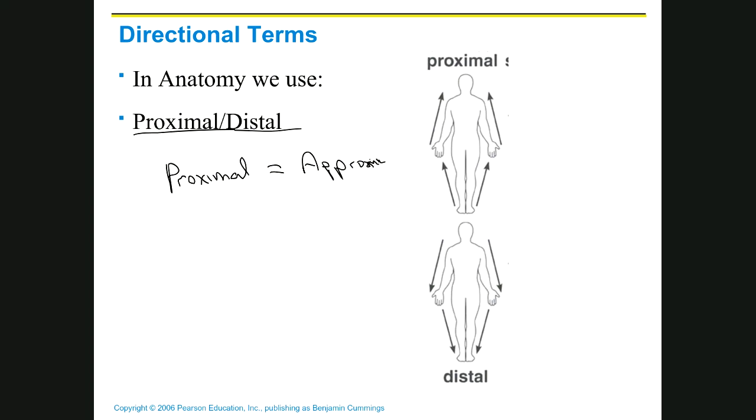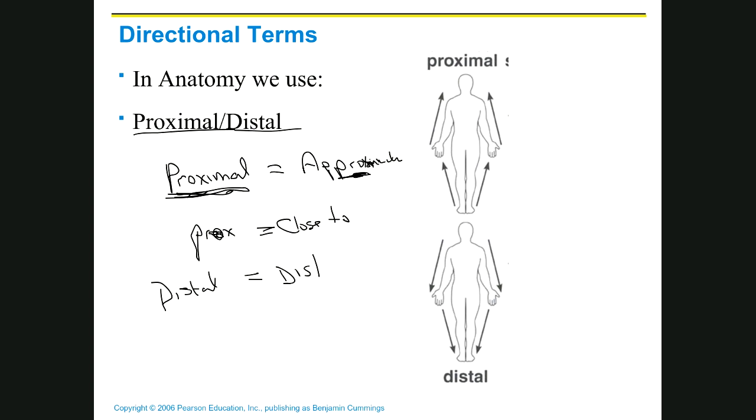So look, prox, prox. If I say something is approximately 4, what do I mean? What does prox mean? It means close to. That's right. And just like approximate means close to, so does proximal. And then look at this other word, distal. And it has the same root word as distant.